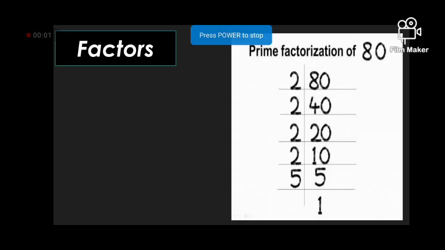Now the prime factorization of 80. 80 is an even number, so we will start from the smallest prime number, that is 2, and 2 is a factor of every even number. So we can divide 80 by 2. 2 40s are 80. Then 40 is also an even number. 2 20s are 40. Then 20. 2 10s are 20. 2 5s are 10.